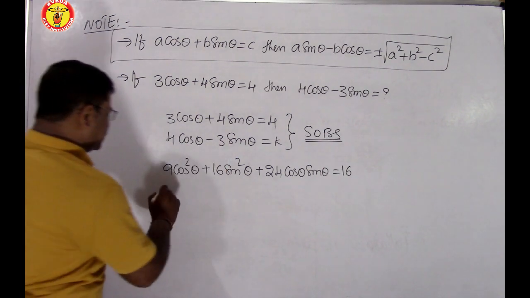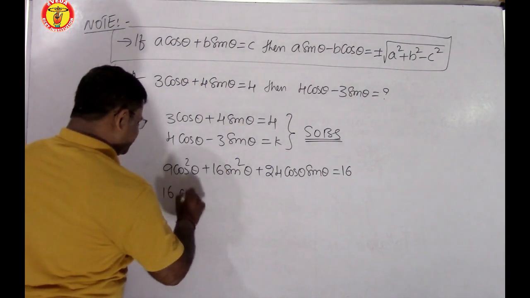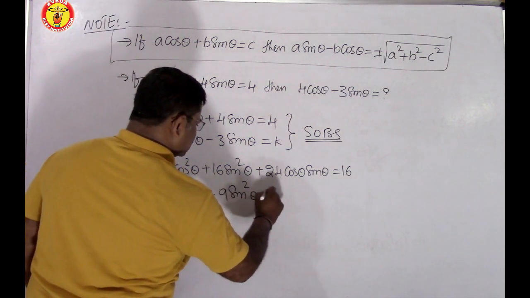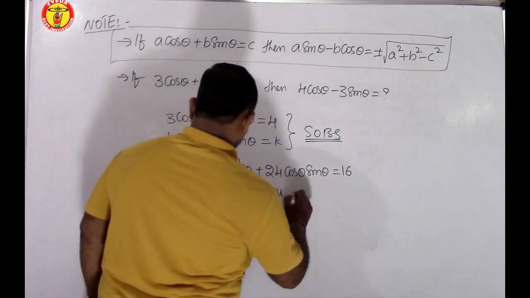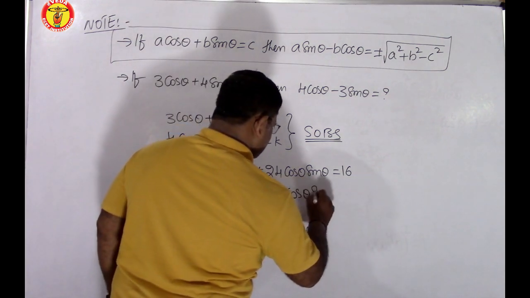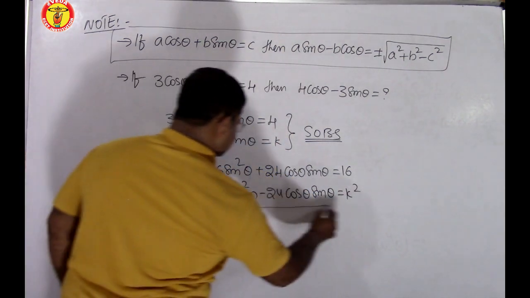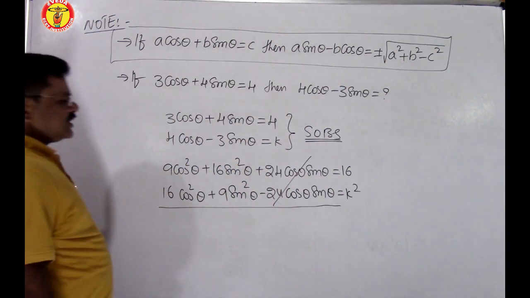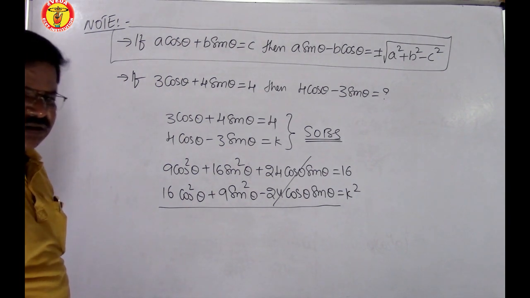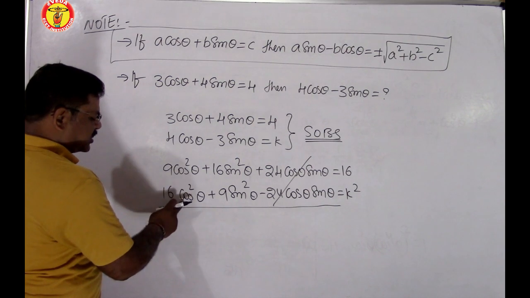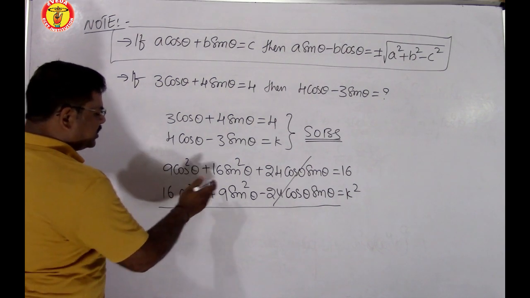So what we have to write here? A square plus b square minus 2ab, which is equal to k square. Now in this circumstance, plus 24 cos theta sin theta minus 24 cos theta sin theta, both will get cancelled. Among these two, if I take cos square as common, or you better do one thing.